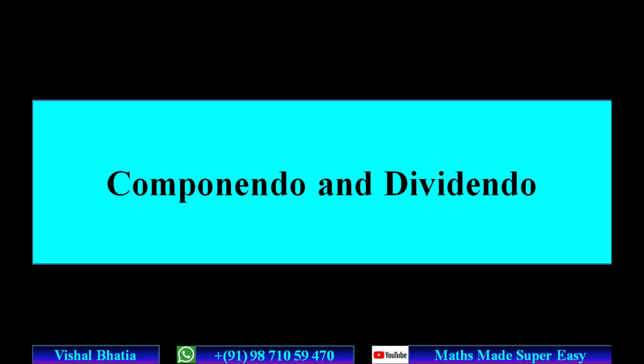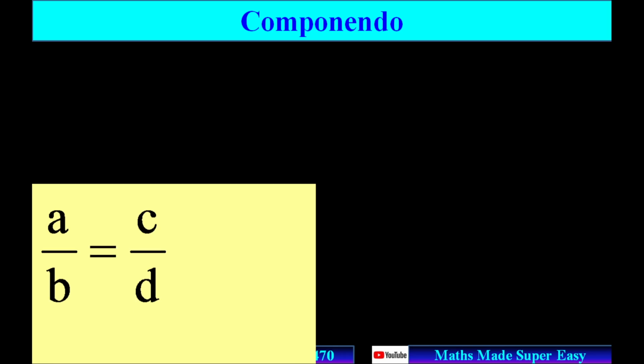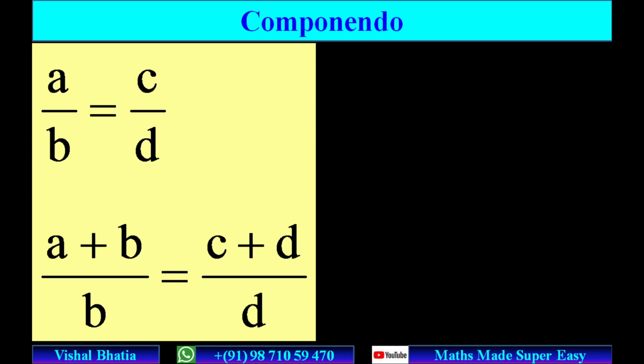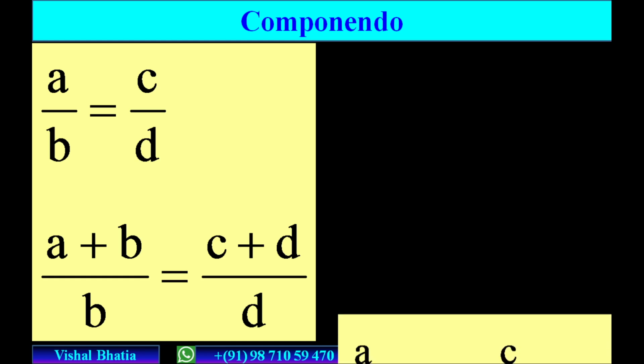Today I'll be discussing componendo and dividendo, which are very interesting concepts in the world of mathematics. Let's look at what exactly is componendo. If there is a ratio A divided by B, and assuming that it's equal to C divided by D, then under componendo, (A plus B) divided by B is equal to (C plus D) divided by D. Let's see how we've arrived at this last equation.